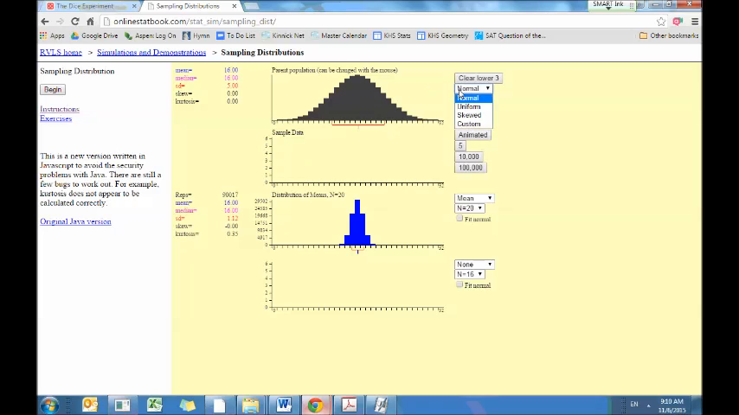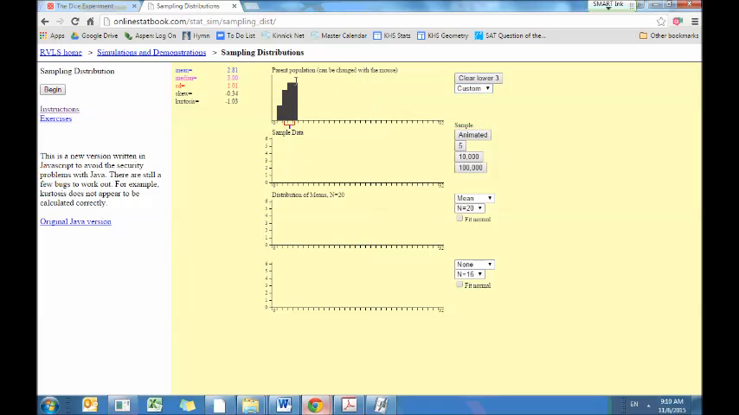Okay, but what if it was some really random distribution that's not normal? It's like really crazy, like that. Would you expect the same kind of normal distribution from the sampling distribution? Okay, that's not from my sample.